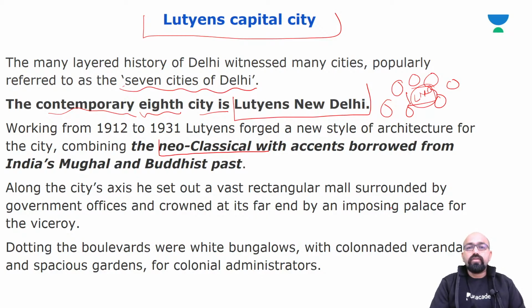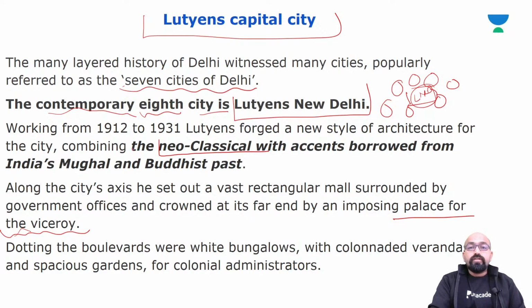So he combined overall architecture with neoclassical with accent borrowed from India's Mughal and Buddhist past. Now, city's axis, he set out a vast rectangular mall surrounded by government offices and crowned at its far end by an imposing palace for the viceroy. In present days, we are calling it Rashtrapati Bhavan.